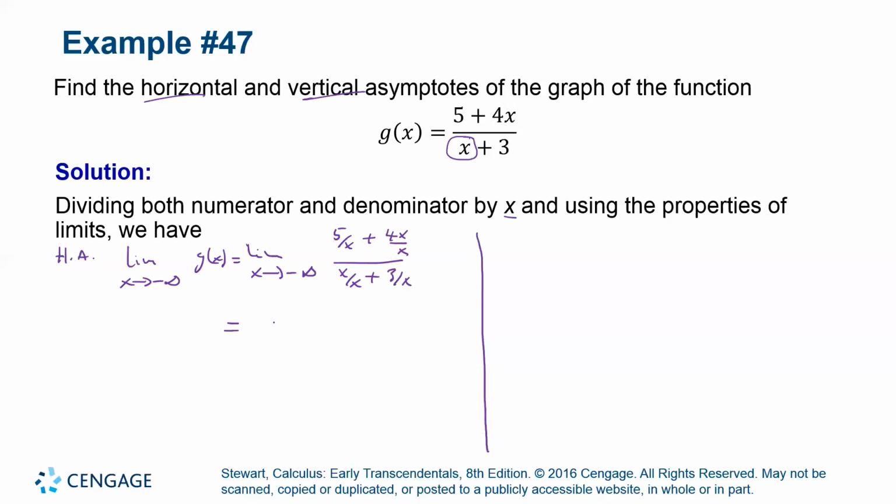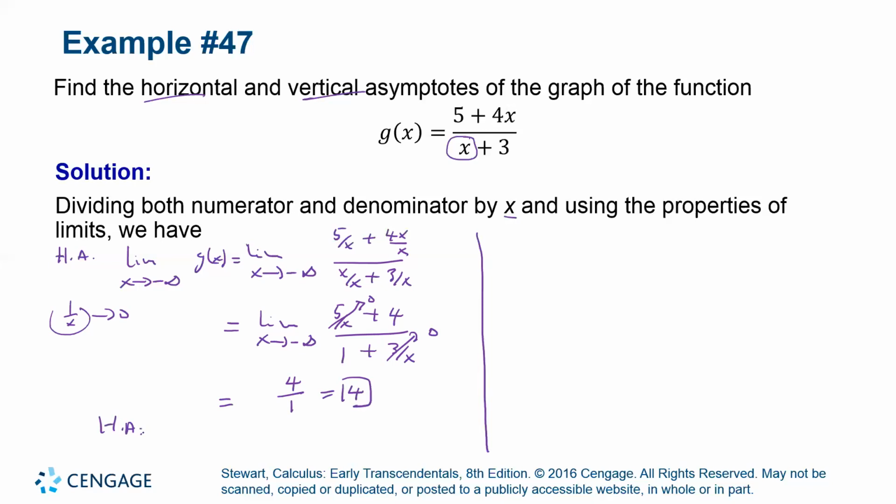So this is going to be the limit as x goes to negative infinity of (5 over x plus 4) divided by (1 plus 3 over x). Like we said, if you have a function of this form and x is getting bigger and bigger, it goes towards 0. So that goes towards 0, and this also goes to 0. So if x approaches negative infinity, then we have 4 over 1, which is 4. So the horizontal asymptote is the line y equals 4.